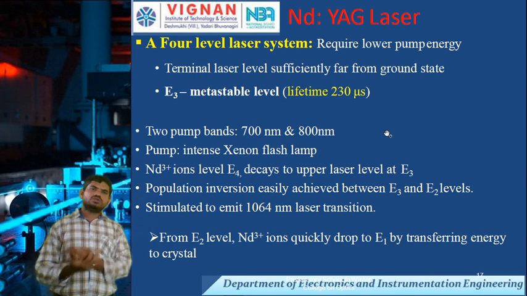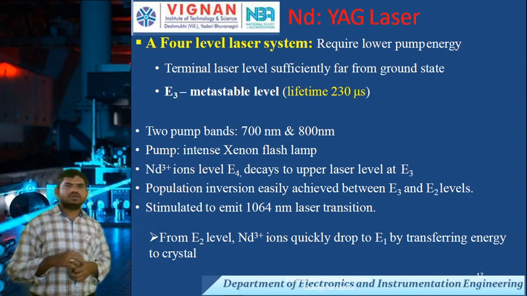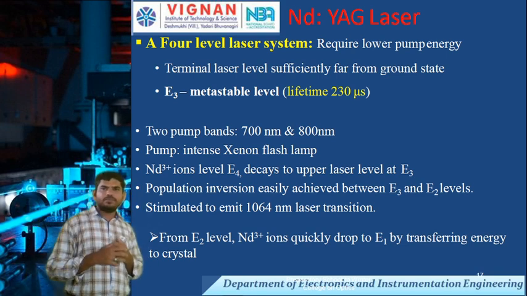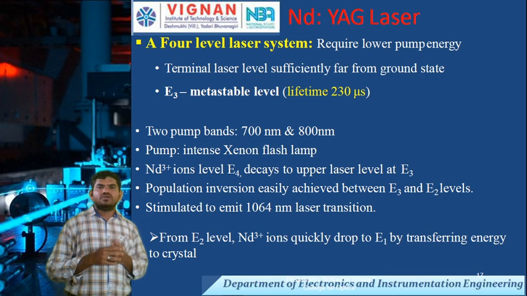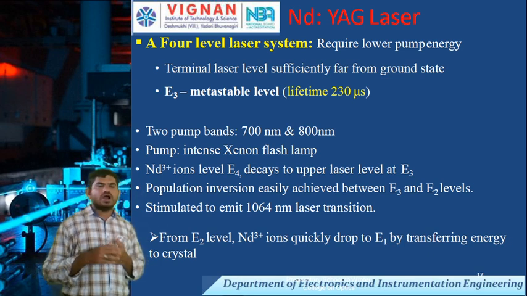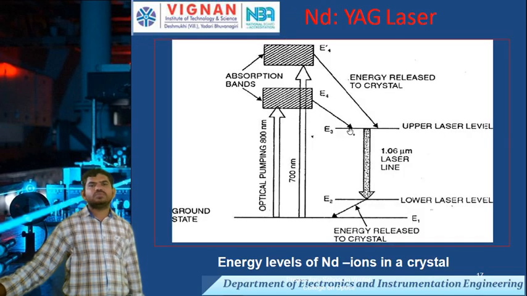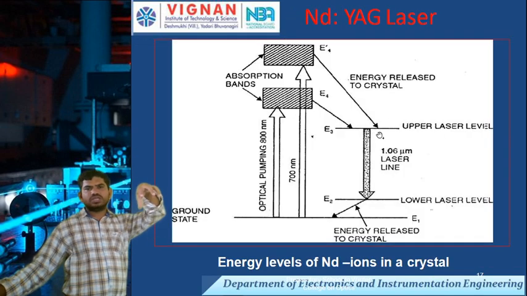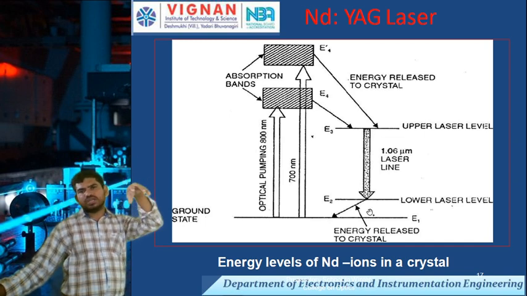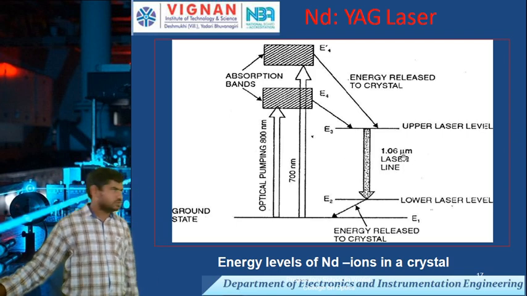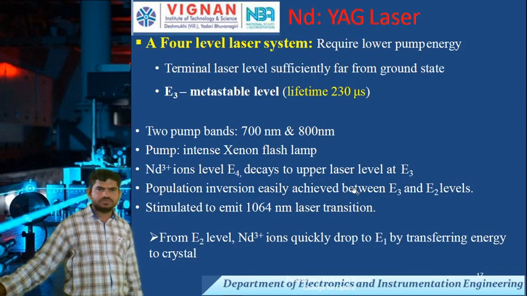Now, this is about the Nd:YAG laser. It is a four-level laser. It requires lower pump energy, and the terminal laser level is sufficiently far from the ground state. The E3 state is the metastable state. In this metastable state, the number of ions is more than in E2. Then only is population inversion achieved.